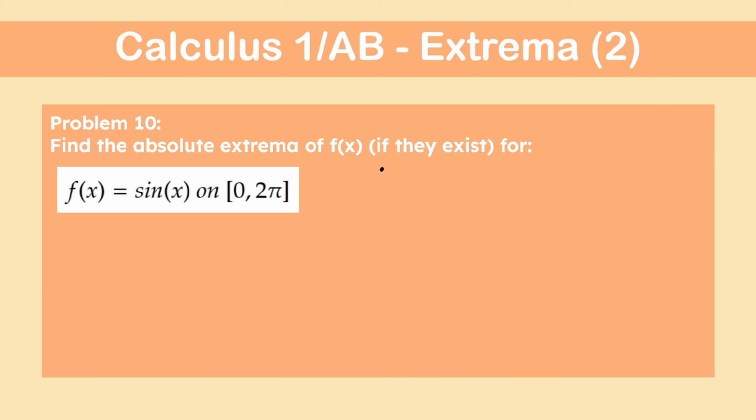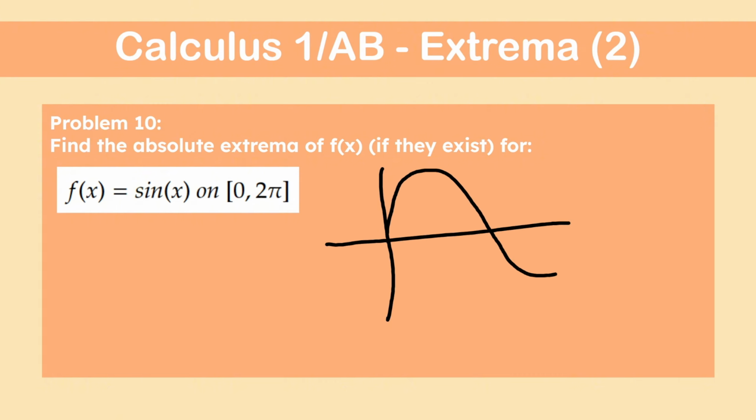And so if we were to draw the sine function, it would look like this. So this is 2 pi over here, 0. This is pi over 2, and then you have 3 pi over 2. As you can see here, this is the absolute maximum and absolute minimum over here.